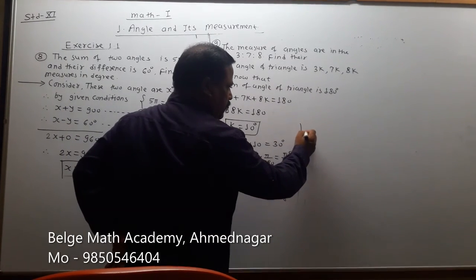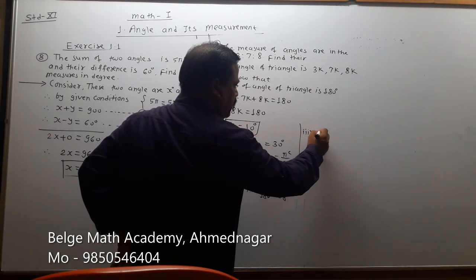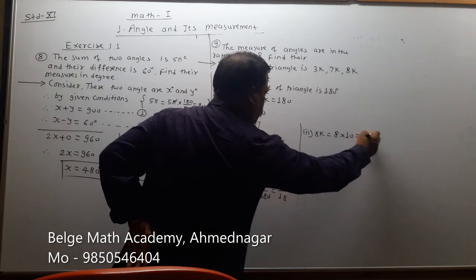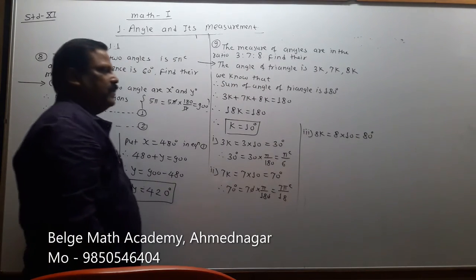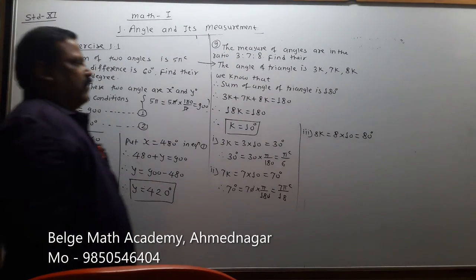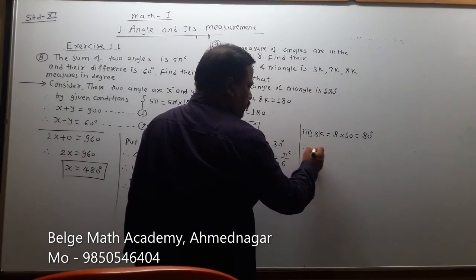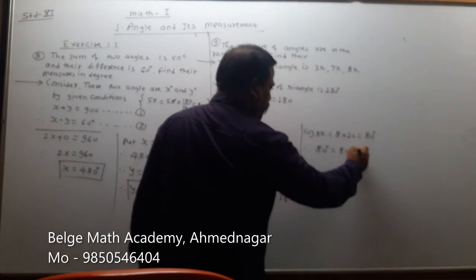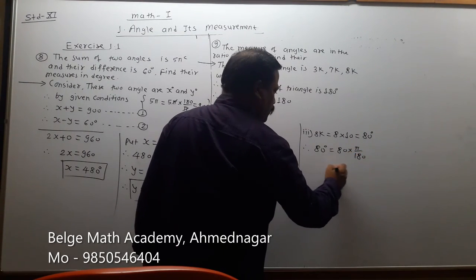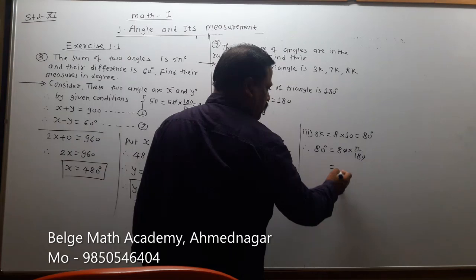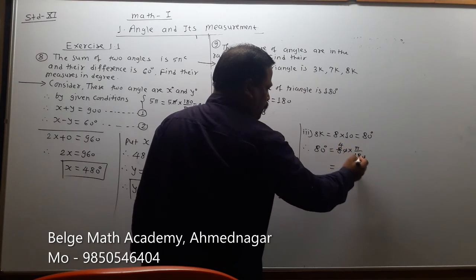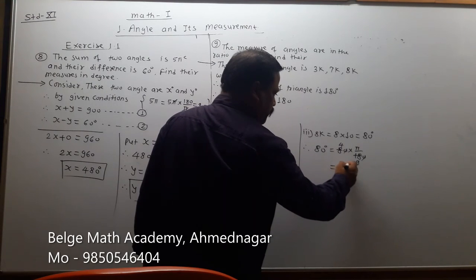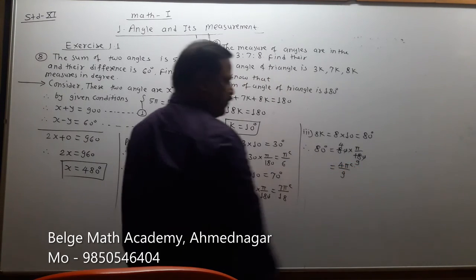And the last angle, that is 8k. So 8 multiplied by 10, it will be 80 degree. And this 80 degree is converted into radian. So 80 multiplied by pi upon 180. The 0s cancel. 2 2s are 4, 2 9s are 18. Multiplication gives 4 pi upon 9 radian.